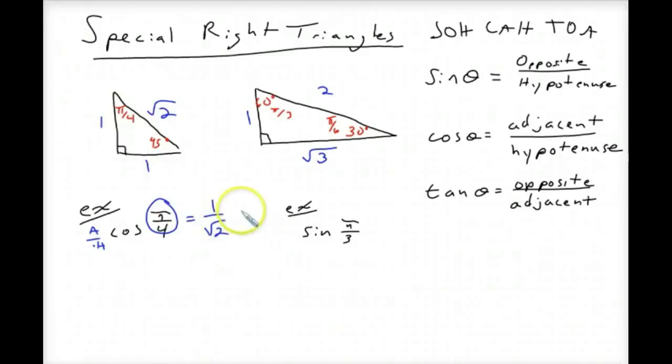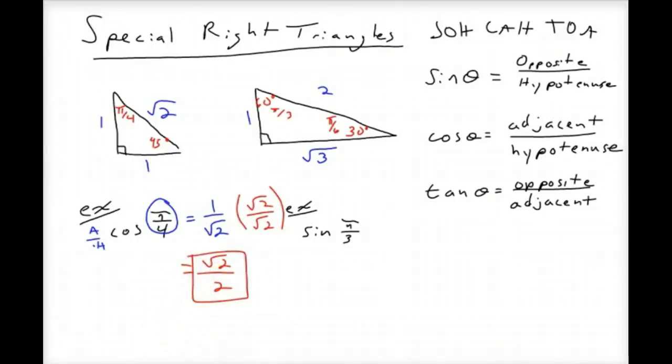I don't really like square roots on the bottom, so what we can do is multiply by square root 2 on both top and bottom, so that we would have square root 2 over 2. And that would be how you would leave your answer.